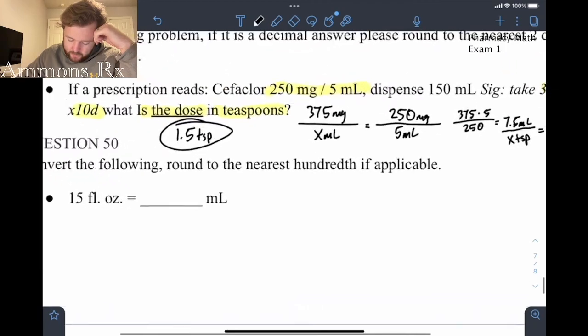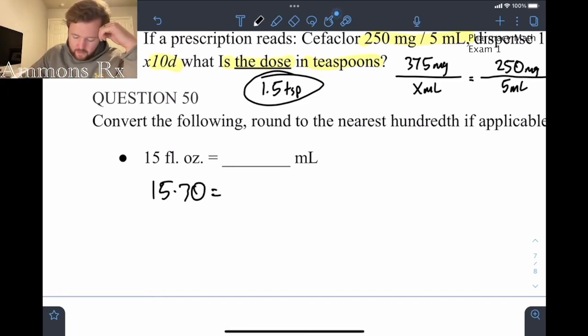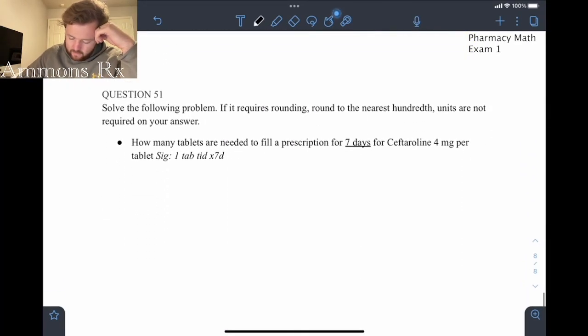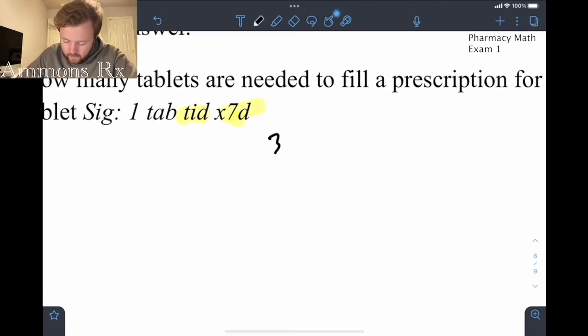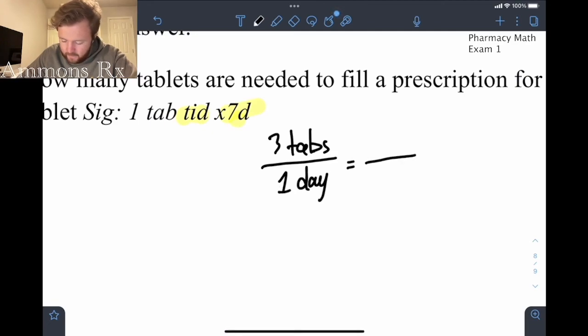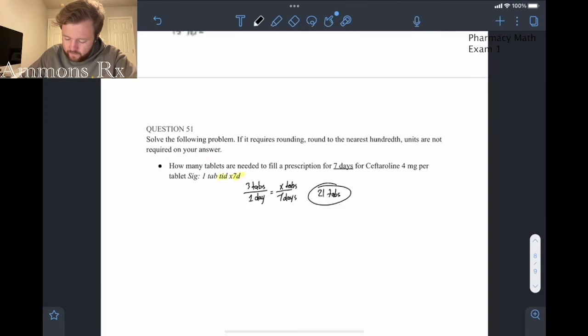And 2 more. So we have ounces to mils. Once again, 15 times 30, 450. TID, 7 days. So we have 3 tabs, 1 day. Okay, 3 times 7, that is 21 tabs. Perfect.